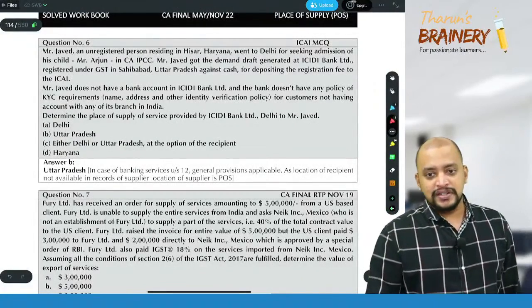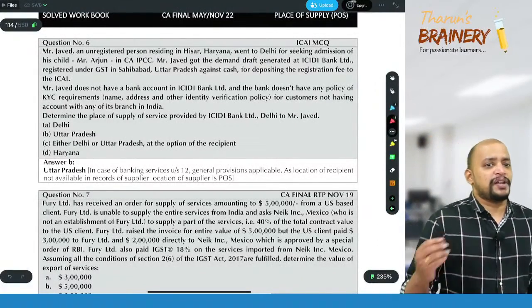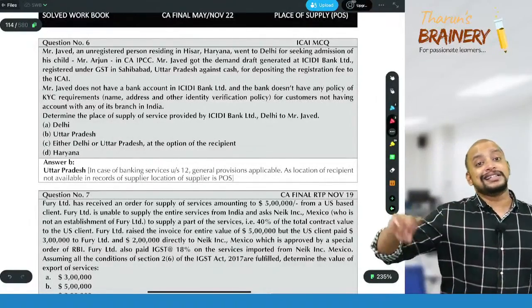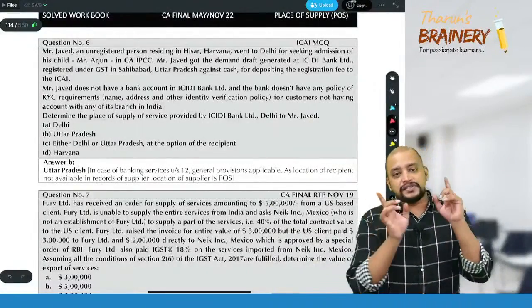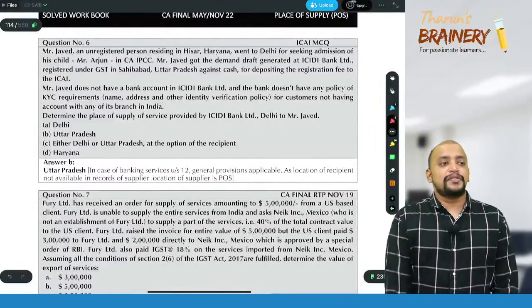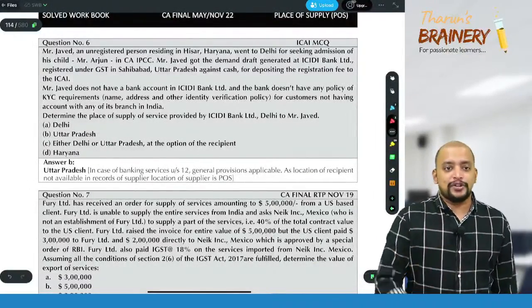General provisions. Sir, why not location of supplier? For banking and other financial service, location of supplier is the place of supply. No? That is in case of section 13, not in case of section 12. For section 12, it will be general provisions. General provisions, B2B or B2C?